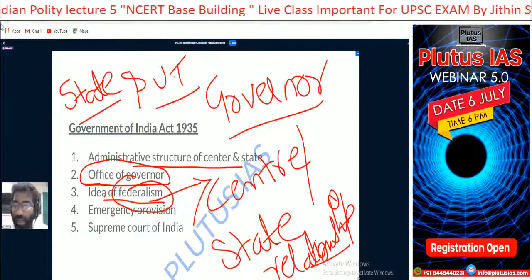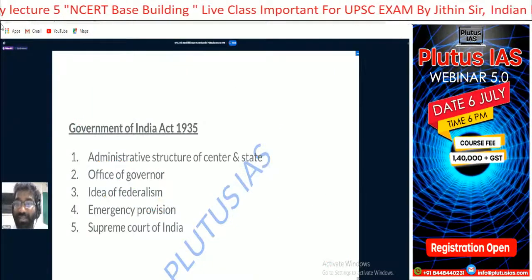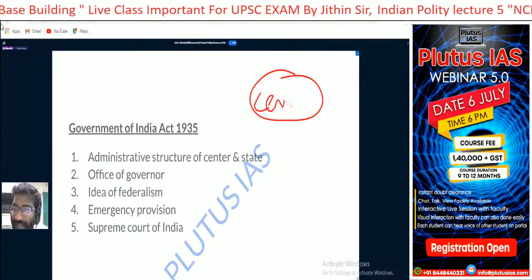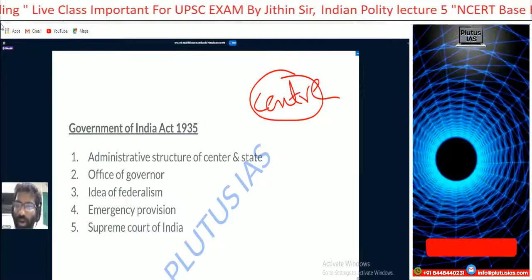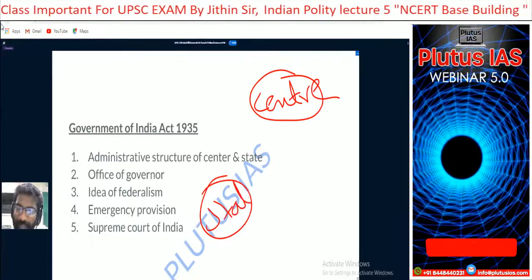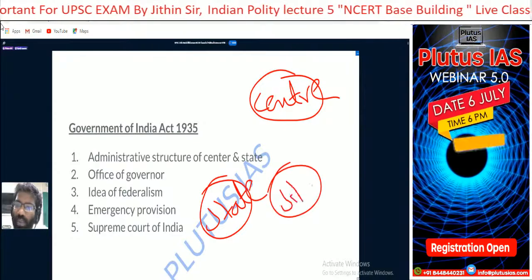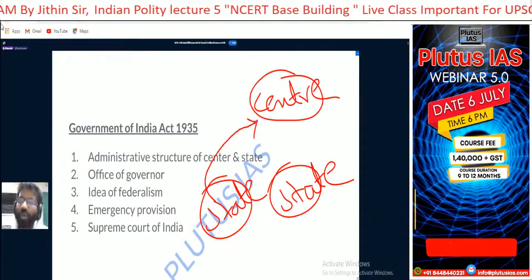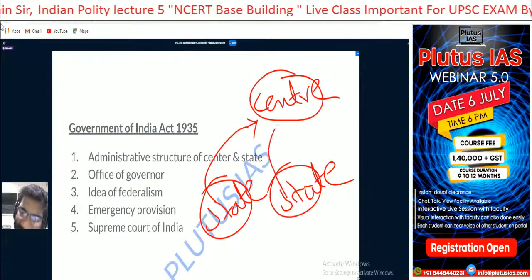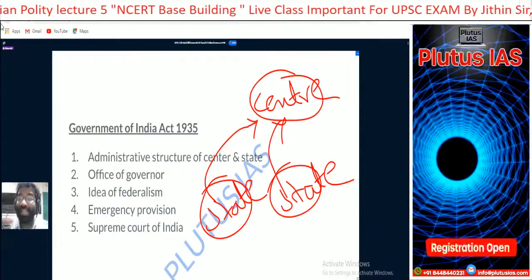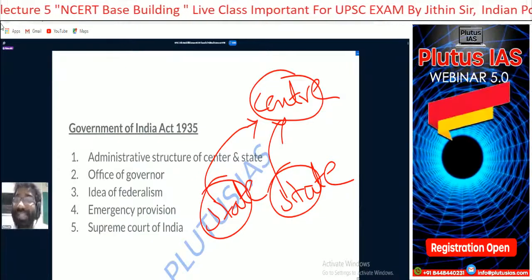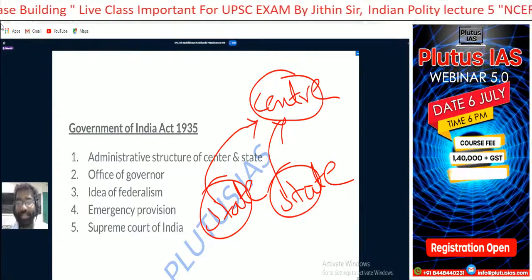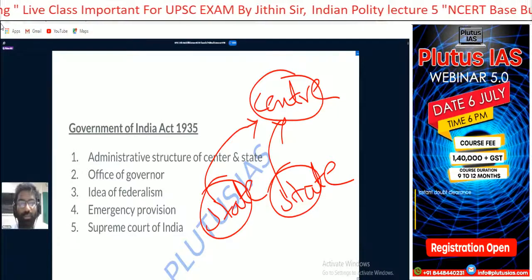Let me explain more clearly. There should be a good center-state relationship. There is one center and there are state governments. The state government should always report to the center government, and the other state also should be reporting, so that there is equal or mutual understanding between the center government and the state government. That is called federalism. Clear or not?